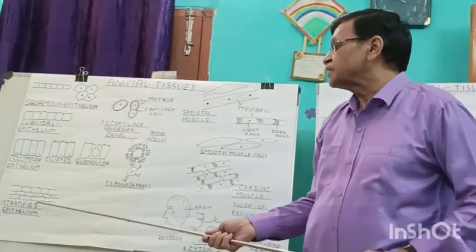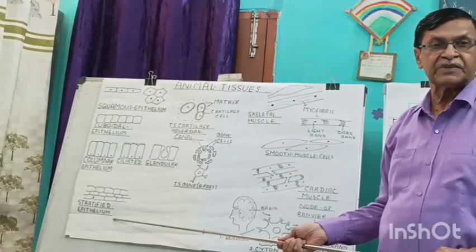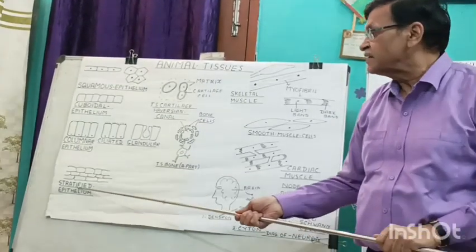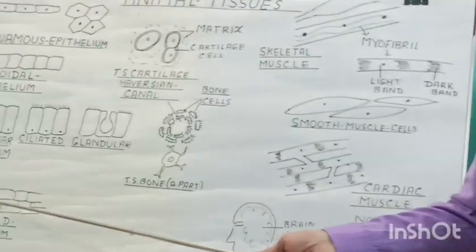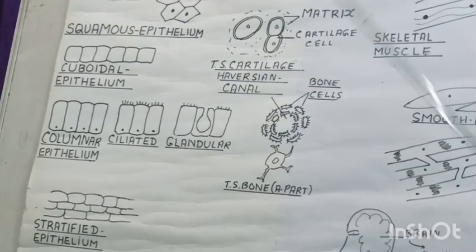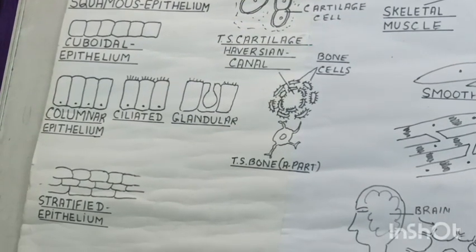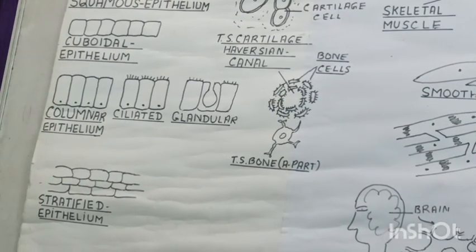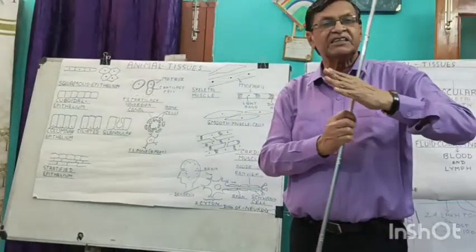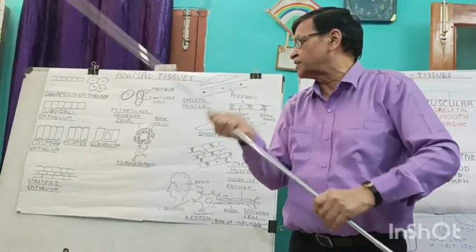Then we have stratified epithelium. In stratified epithelium, there are many layers of epithelial cells, as we get in case of our epidermis, stratum corneum and stratum malpighi. In stratum corneum, many layers of cells are there.